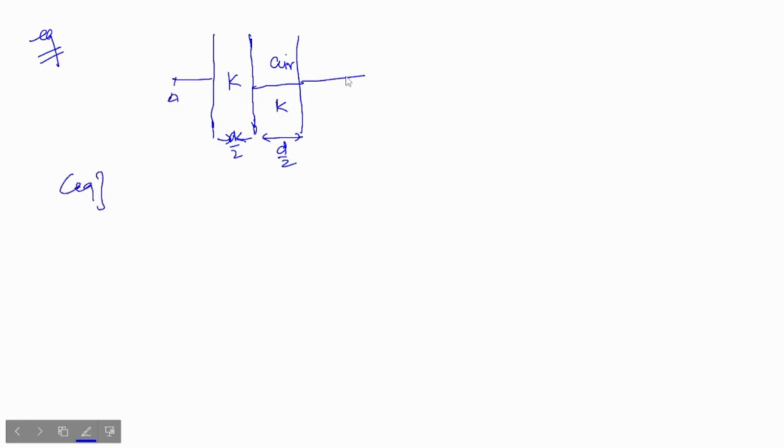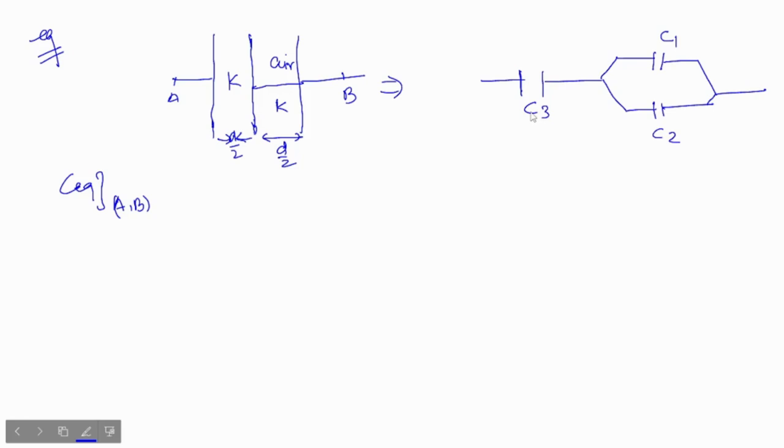So this point is A, this is B, between A and B. So we'll convert it into our capacitor circuit. So this will be connected somewhat like this. This is C1, C2, C3. C1, C2 mean this air and this dielectric constant K, and C3 is this one.